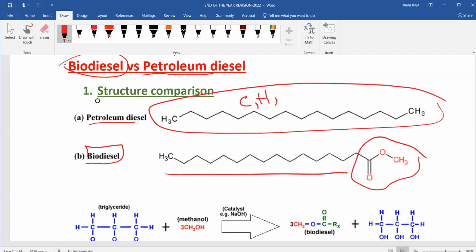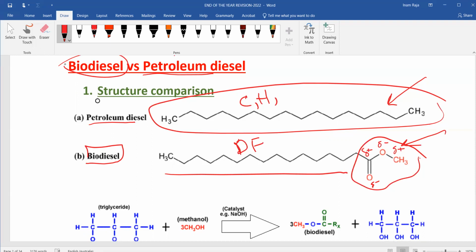So now how does it make biodiesel different from petrodiesel? The first thing is that petrodiesel has only dispersion forces because it is non-polar. It has only dispersion forces. All right, but this is polar. It has dispersion forces on this part, but in addition to dispersion forces, it has dipole-dipole forces as well. All right.